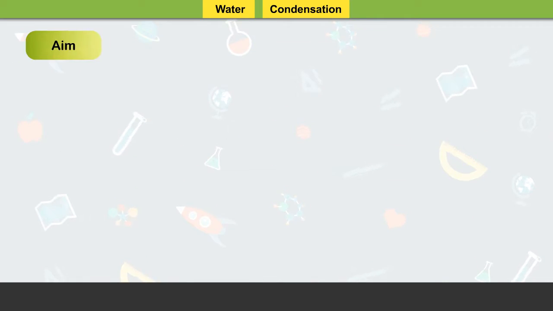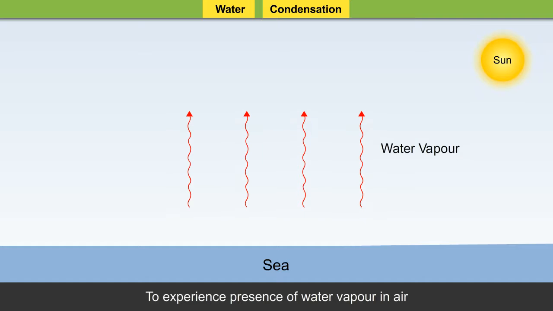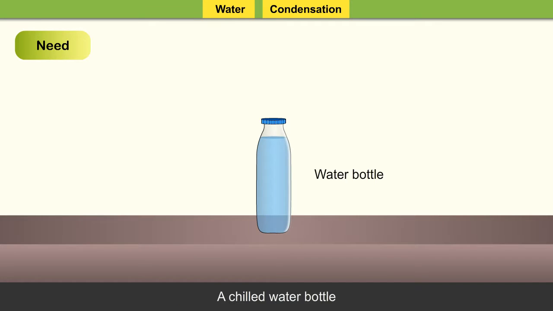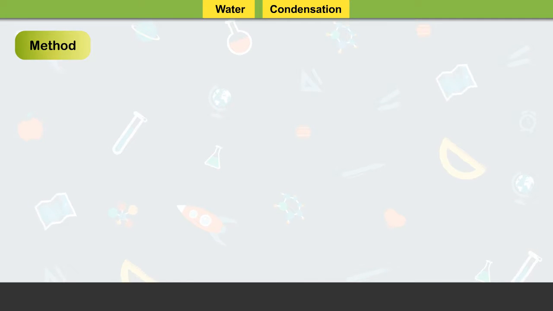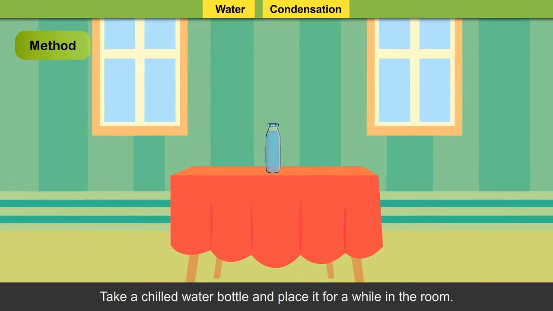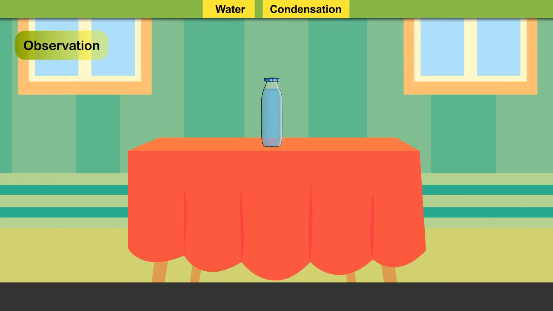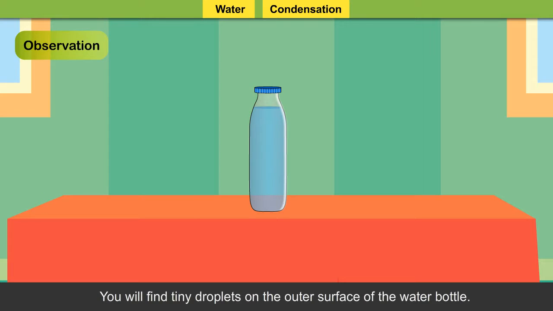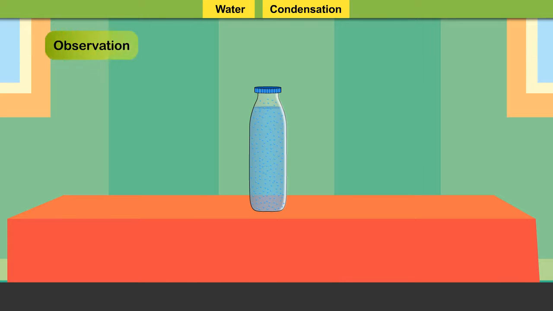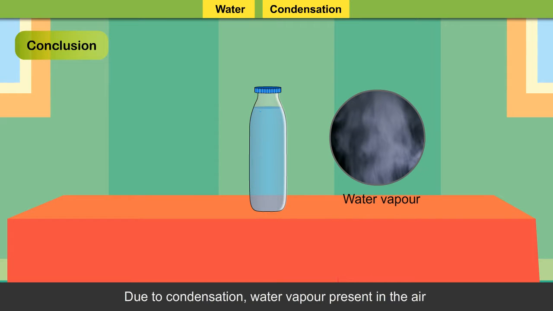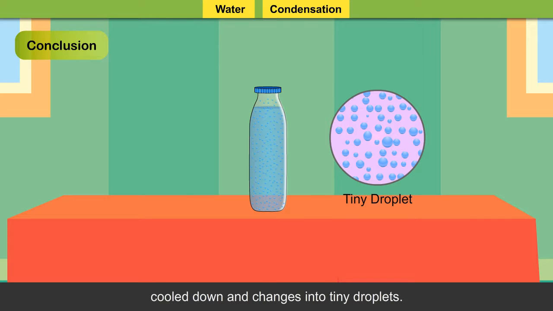Activity. Aim: to experience presence of water vapor in air. Need: a chilled water bottle. Method: take a chilled water bottle and place it for a while in the room. Observation: you will find tiny droplets on the outer surface of the water bottle. Conclusion: due to condensation, water vapor present in the air cooled down and changes into tiny droplets.